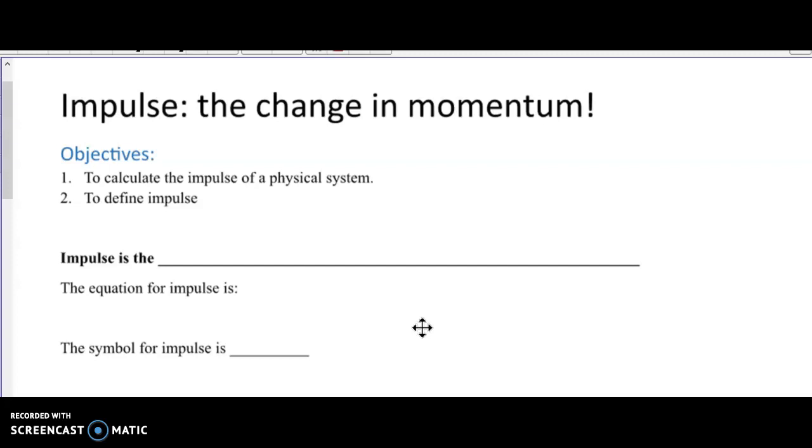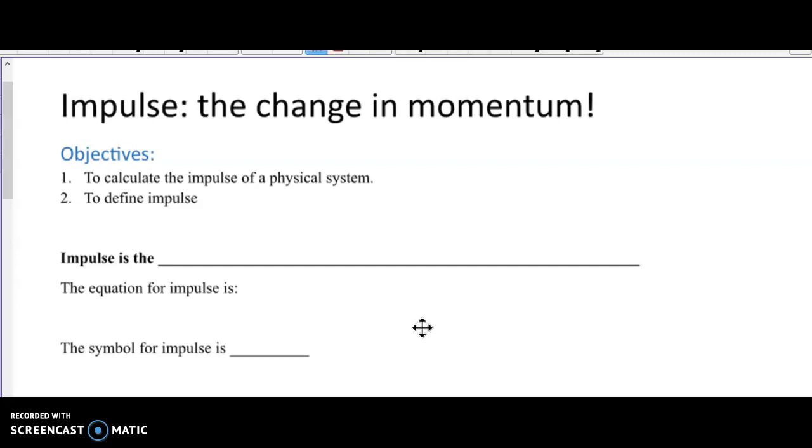As we progress through our momentum and impulse unit, we've covered the momentum part, which has to do with the mass times the velocity or the change in velocity of an object. Now we're talking about the impulse part. When things collide, forces act for a period of time. So we're going to first define what is impulse.